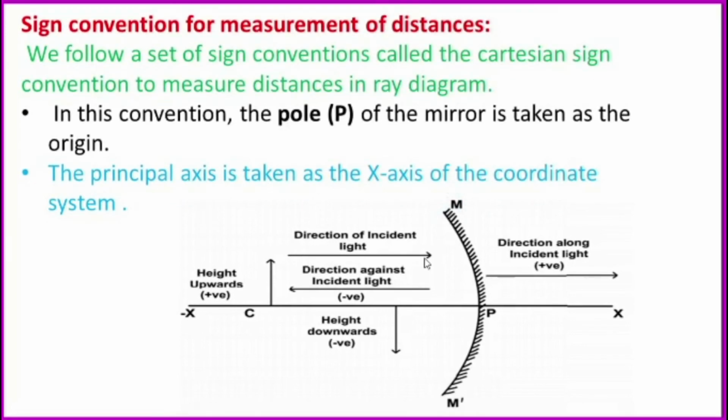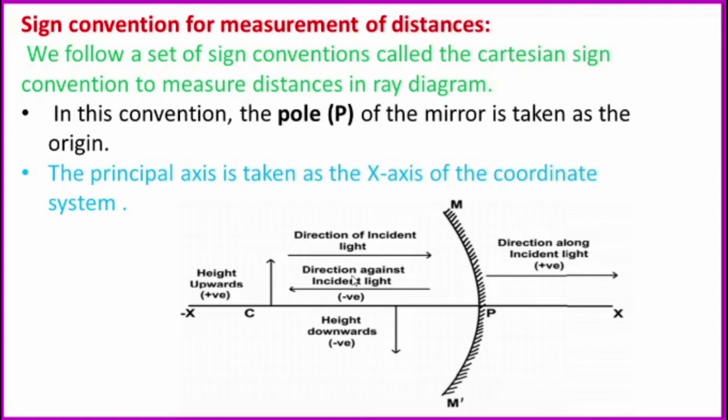Then sign convention for measurement of distances. We follow a set of sign conventions called the Cartesian sign convention to measure the distances in ray diagrams. In this convention, the pole P of the mirror is taken as the origin. Okay, so pole P is the origin. Then the principal axis. What is the principal axis? The imaginary line joining the pole of the mirror to the center of curvature is taken as the x-axis of the coordinate system. So we have to measure the incident ray, reflected ray or image distance.